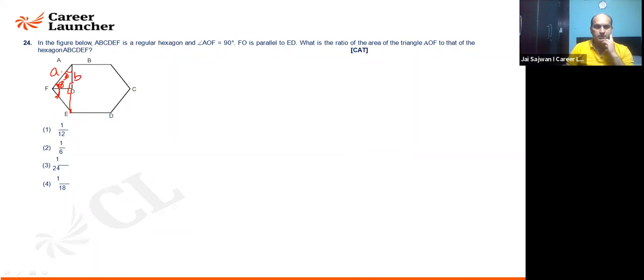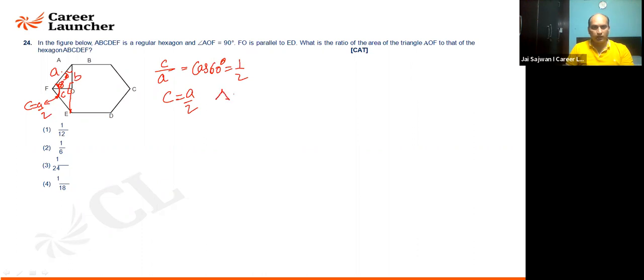First thing is this, take it as B and C. So what I'll do is take this as a base. So C upon A, that is base upon hypotenuse, is cos 60 degrees, which is half. So C is equal to A by 2.